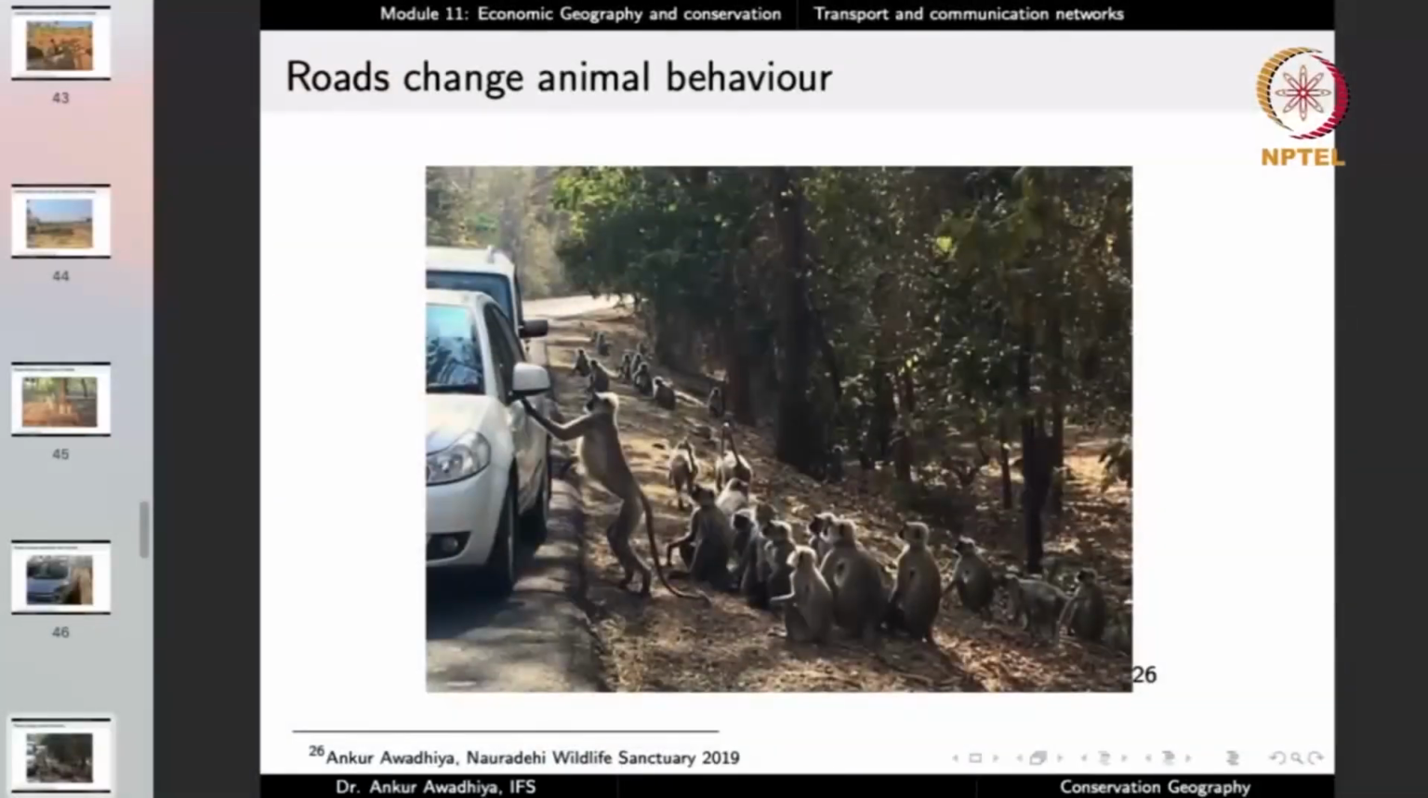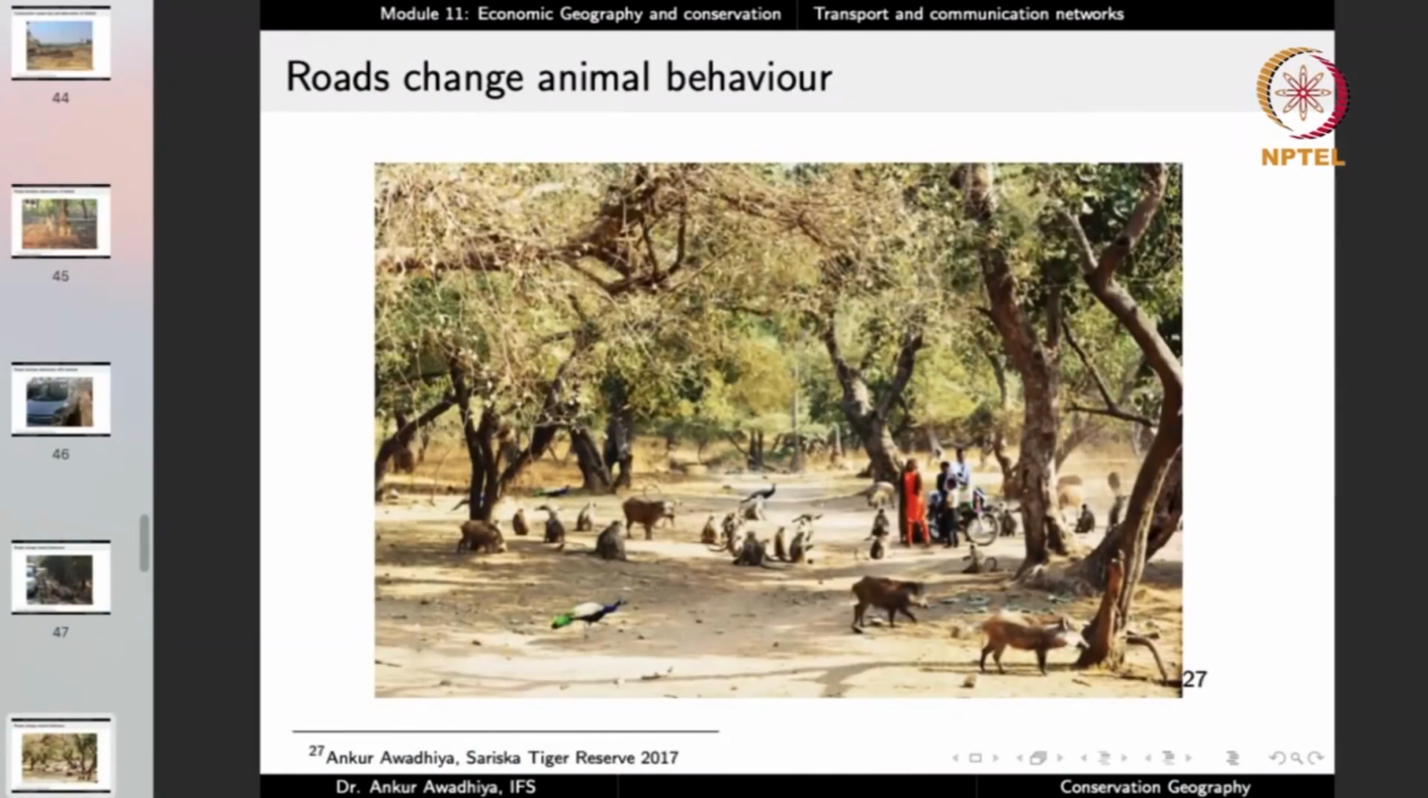Yet another issue is the spread of diseases. So the animals can contract diseases like tuberculosis from human beings. Human beings can contract diseases like rabies from the animals or ticks from the animals. Now that is a bad situation for the humans, and that's a bad situation for the animals as well. So roads not only lead to a destruction of habitat, they also change the behavior of animals.